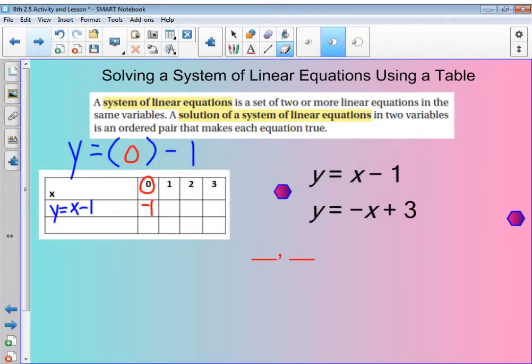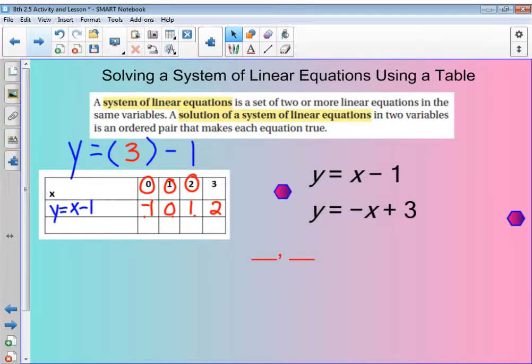Now we're going to substitute in our next x, which we chose to be 1. So 1 minus 1 would give us 0. Now we'll put a 2 in there. 2 minus 1 would give us 1. You can see the pattern once you start going through these equations. You can see a pattern that's happening in our table. You can either continue the pattern, or you can still substitute. So 3 minus 1 would give us 2. And you can see the pattern continues to go up by 1.